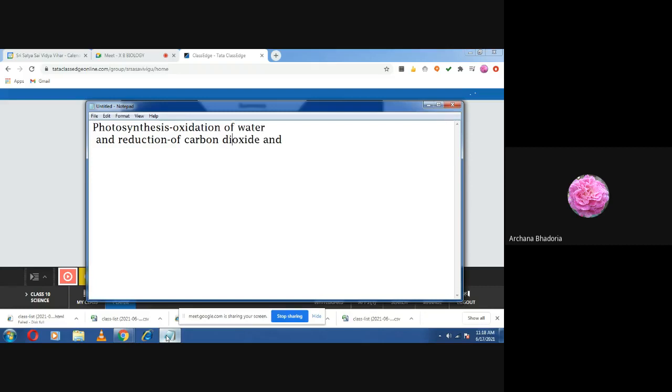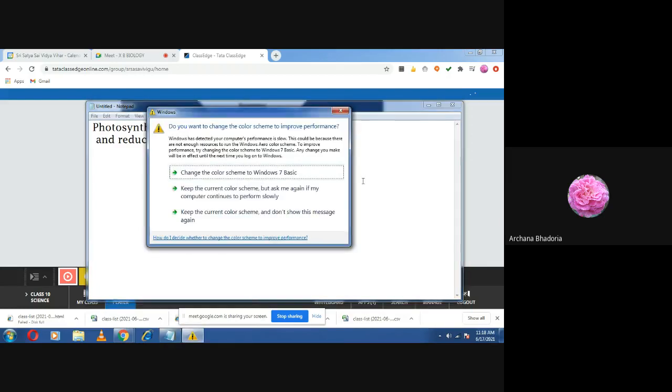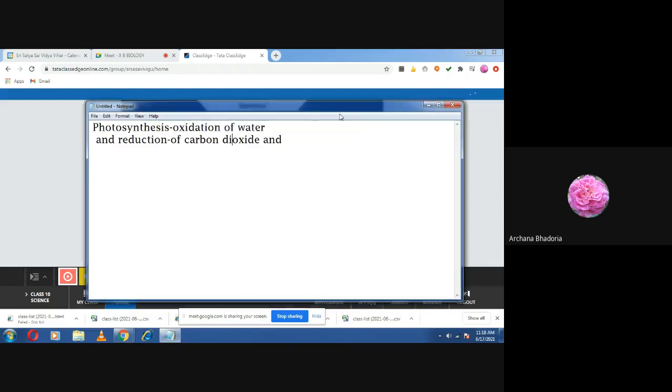The oxidation of water and reduction of carbon dioxide will occur during the whole process of photosynthesis. And how will this be carried out? Before starting with the mechanism of photosynthesis, I want you to tell me what is the site of photosynthesis. Leaf. Okay, so when you say site, the organ is the leaf.